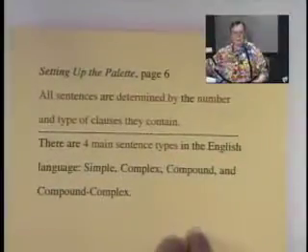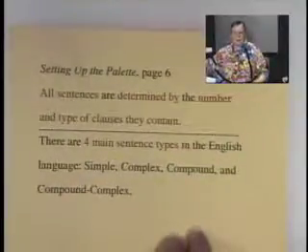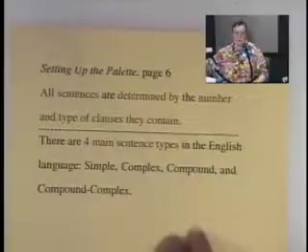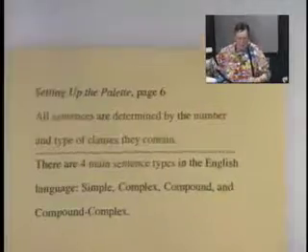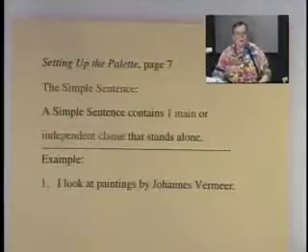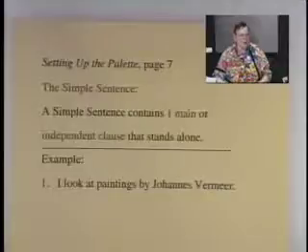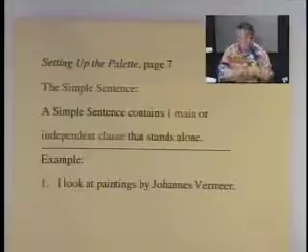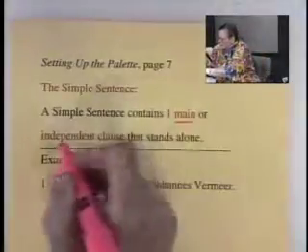All sentences are determined by the number and type of clauses they contain, and possibly even you would read into your recorder that there's a total of 4 main sentence types in English. They are simple, complex, compound, and compound complex. So that's my suggestion. I hope you get started on that today. Here's the next thing on page 7 that I'm asking you to highlight and commit to memory. A simple sentence contains one main or independent clause that stands alone. Know that, people. Know that cold. Notice something. Independent and main are interchangeable words.